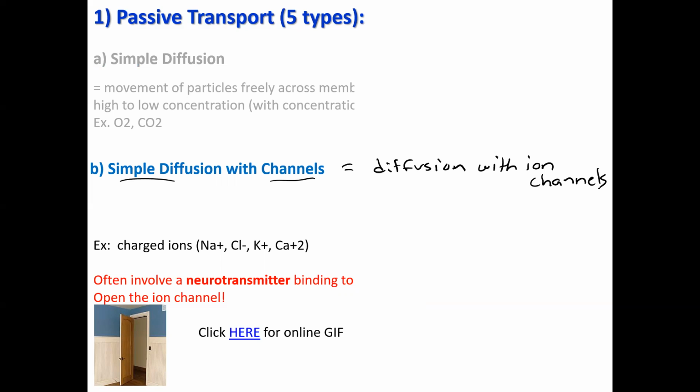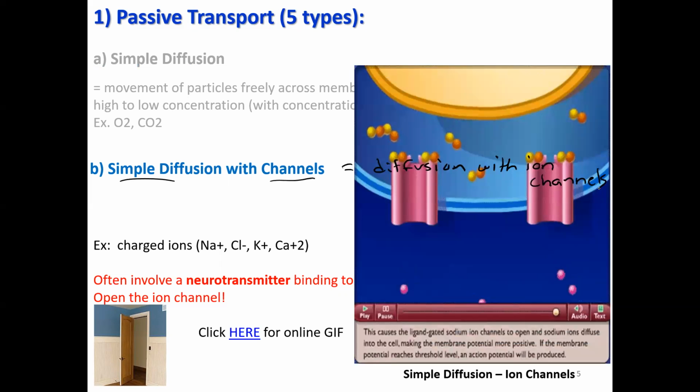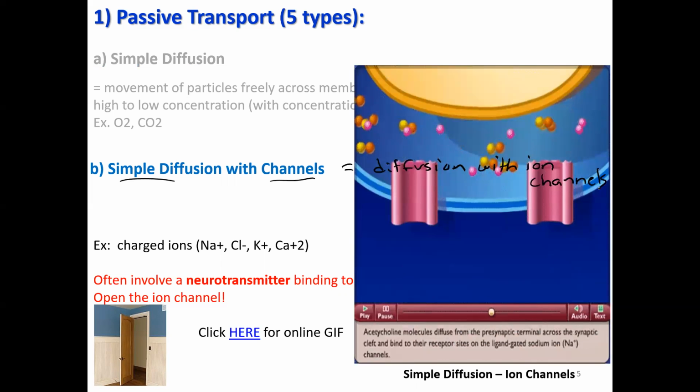If a cell were to allow all that sodium to flood into the cell, it is going to be depolarized. It's going to be stimulated, all right? So it will have an ion channel. Let's look at this real quick here.